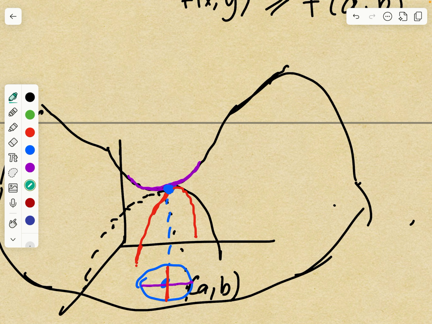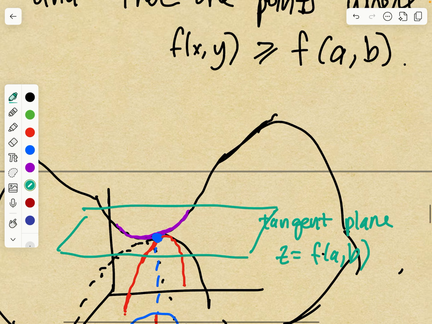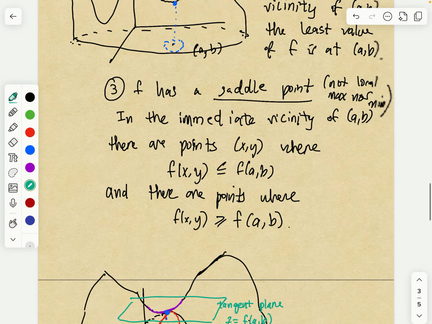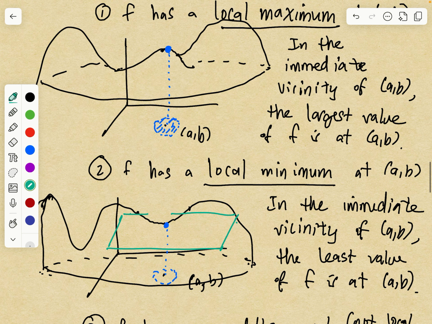The tangent plane is going to be z equals f of a b, right? In all these situations, the equation of the tangent plane is z equals f of a b. Should I just draw that in the other ones too? Right? These are the tangent planes. The tangent planes are horizontal.